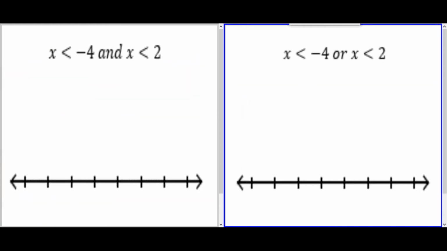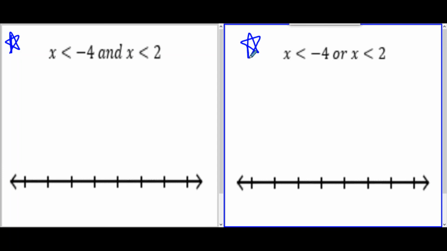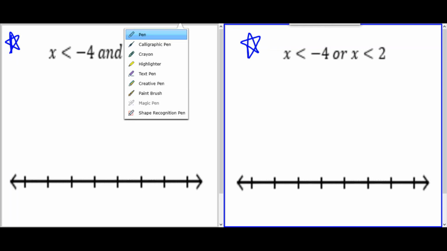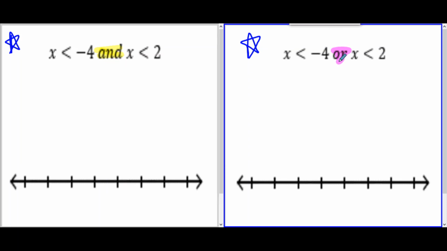So I want you to try these two on your own. So you try this one and this one. They're very similar to the two I just did. Pay attention. This one has an and. So since it has and, it needs to satisfy both inequalities. And then this one has or. So it satisfies one or the other. So pause the video and give those a try.